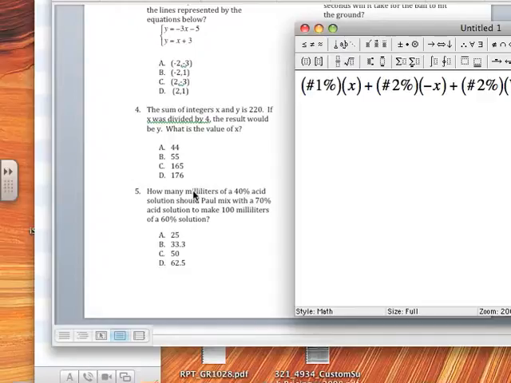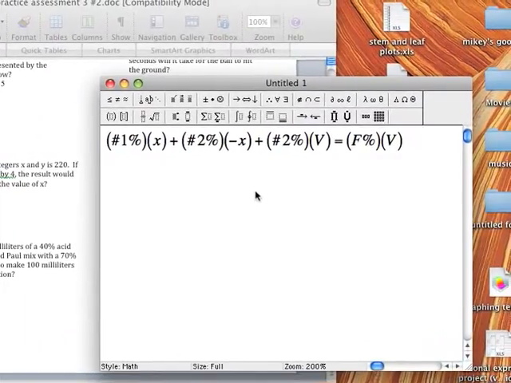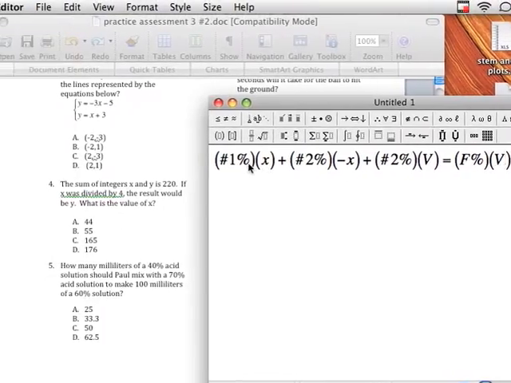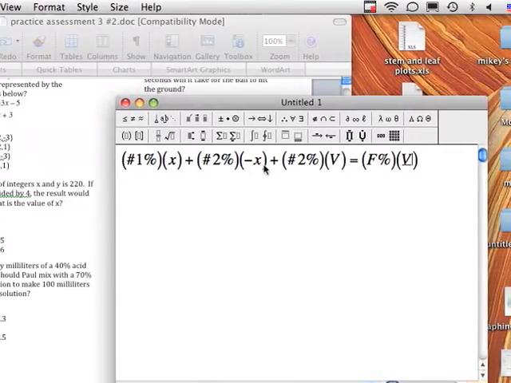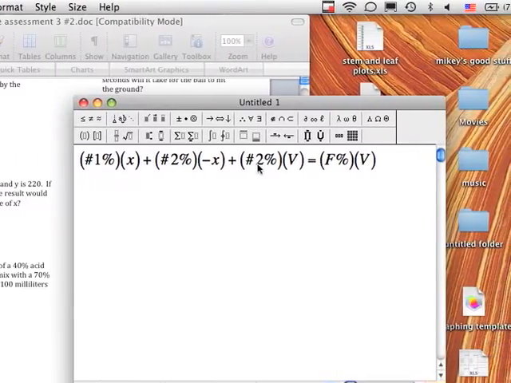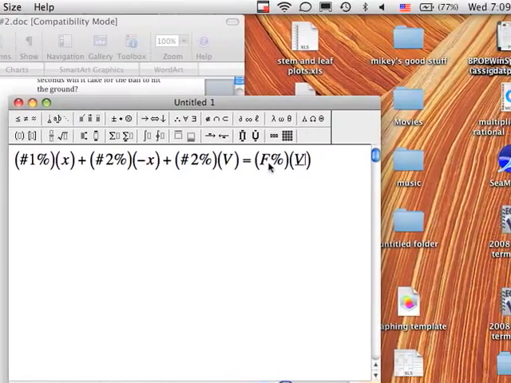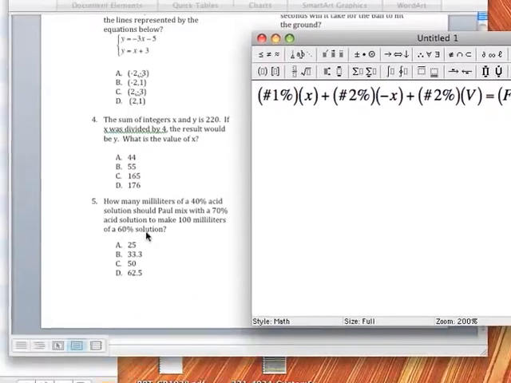And these problems are really difficult, especially for algebra, because these are really more of a chemistry problem. So I shortened this up into a formula, and granted the formula itself is not all that short, but it'll give us all the information that we need. You take the percentage of your first mixture times x, plus the percentage of your second mixture times negative x, plus the second mixture again, times the volume, or the amount of liquid, equals the final percentage that you're trying to find times the volume. And we have all the information here.